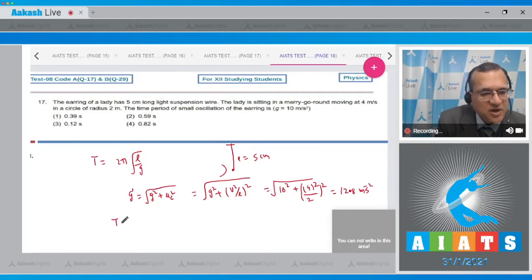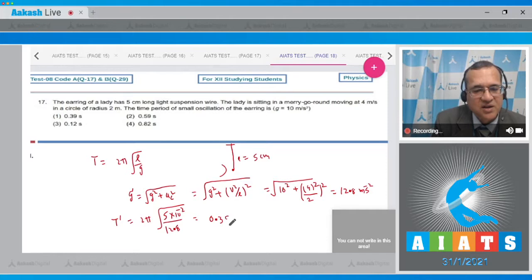Now therefore the time period will become equal to 2 pi root of the length, which is given as 5 into 10 power minus 2, divided by g effective, which is 12.8, and this answer comes to be 0.39 second. Therefore, look at the options. The first option is 0.39 second. So the answer to this question is 1.